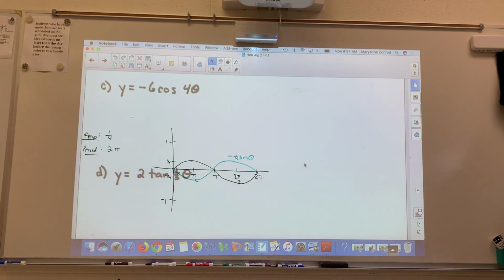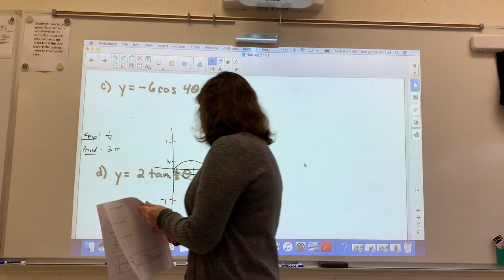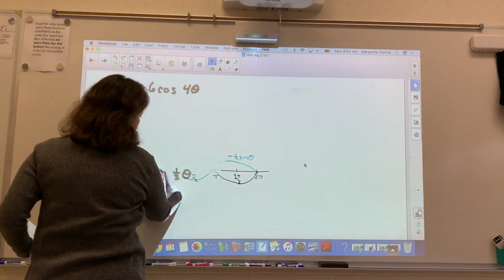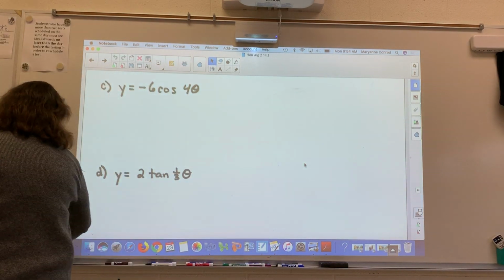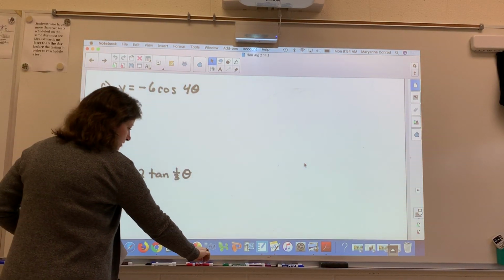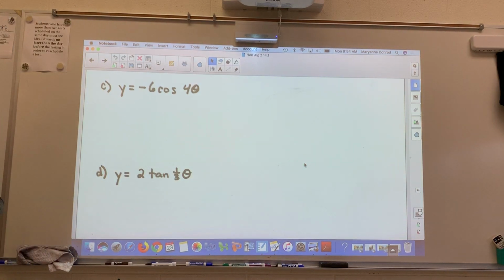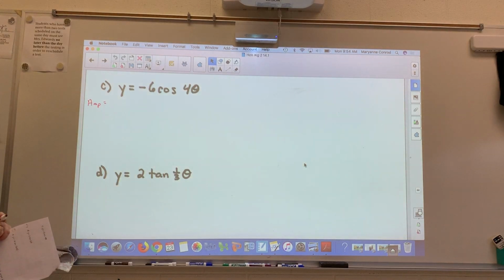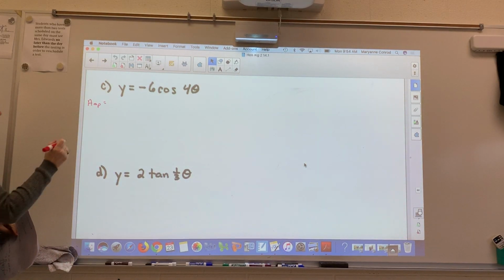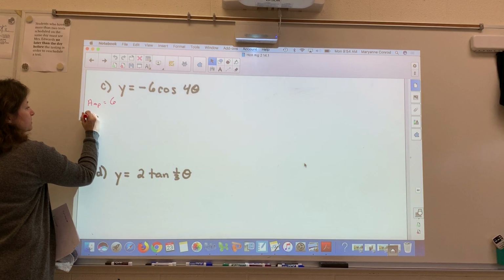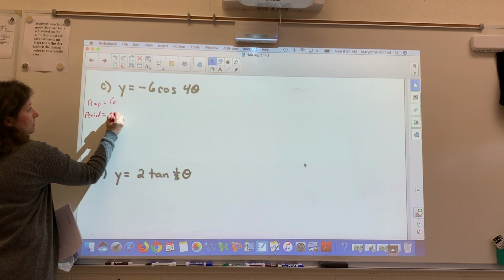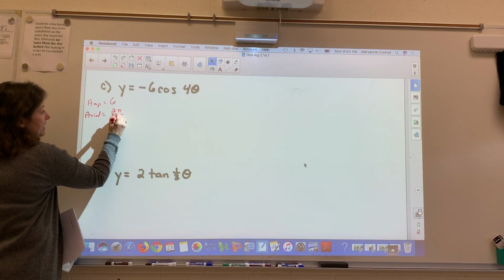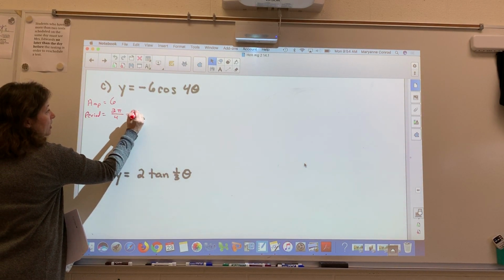So we're going to do -6 cosine 4 theta. Okay, so negative 6 cosine 4 theta. What's my amplitude? Is it positive 6 or negative 6? Amplitude is always positive, so it will be positive 6. What's my period? Let's do this in radians. So it would be 2 pi divided by b, which ends up being pi over 2.